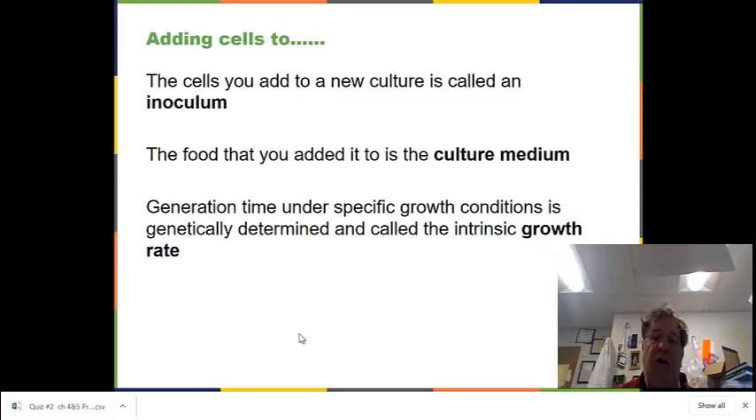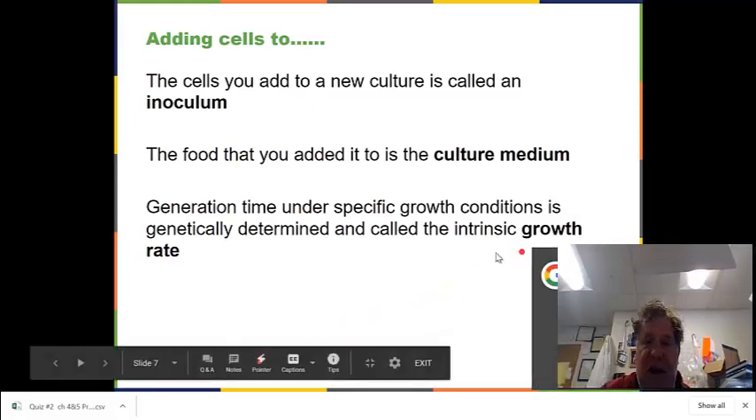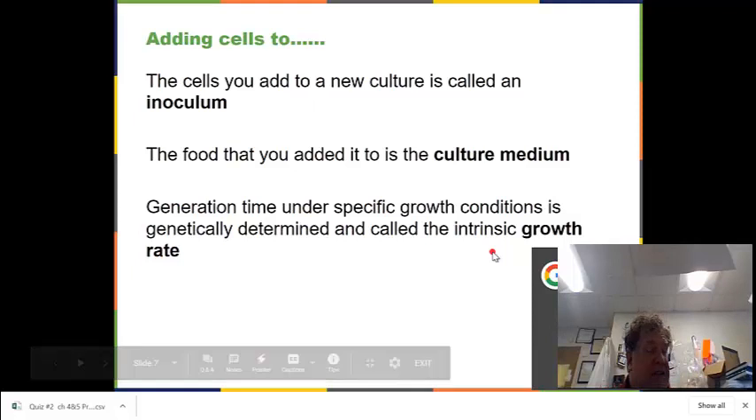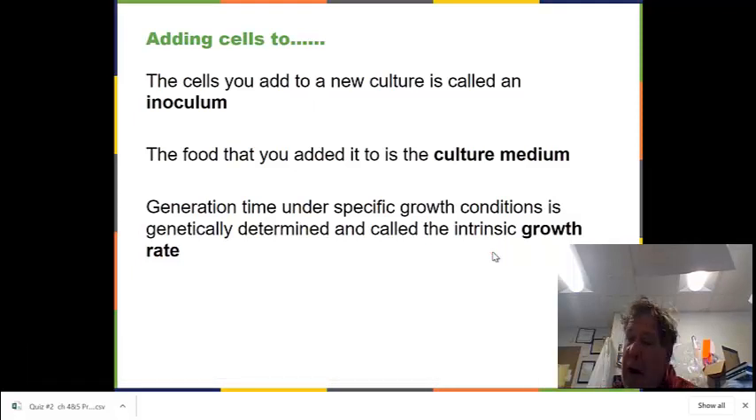The food that you add is what we call the culture media. So the media is what the bacteria is going to be growing on and duplicating on. Generation time is basically what we call the growth rate. And so some bacteria can go really fast. E. coli, given the right conditions, can double roughly every 14.5 minutes. There's certain bacteria that can actually even go faster than that.